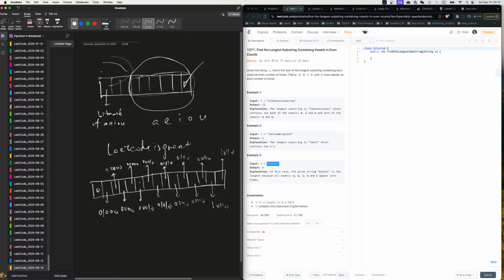Take LeetCode. D is just a D by itself, right? Yeah, it's a D by itself, because I cannot include anyone. If I include anyone, it's going to have a single. So D by itself.